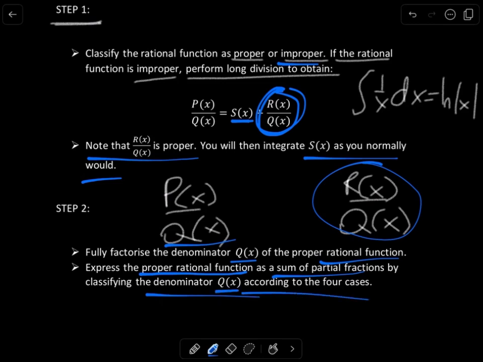Now, there are 4 cases for partial fractions, and I'm going to go through each case and you'll see how to actually perform partial fractions. Instead of giving you a list of notes and discussing what each case is, the best way for me to explain how to use partial fractions and do the method of partial fractions is to just dive straight into examples. And that's exactly what we're going to do.